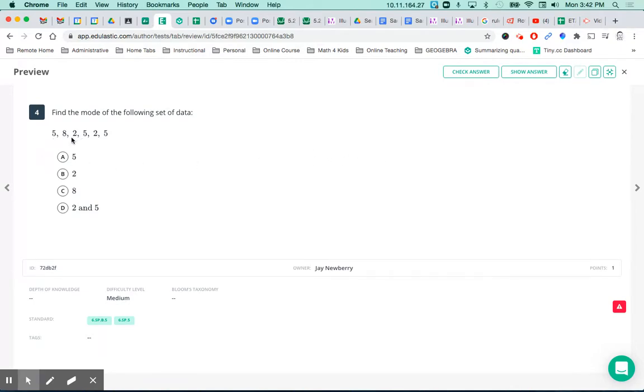The reason being, if I look at this, I might see, oh, I think 5 and 2 happen the same amount of times. So it's D, 2 and 5. But there's really 3 5s, 1, 2, 3 5s, which is more than any other. So 5 would be the mode.